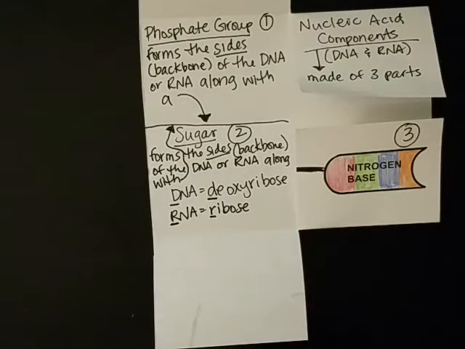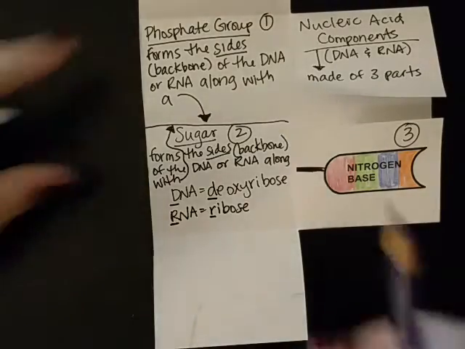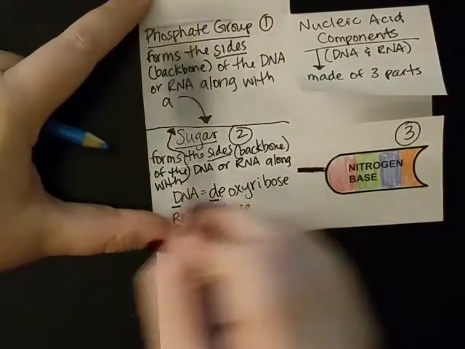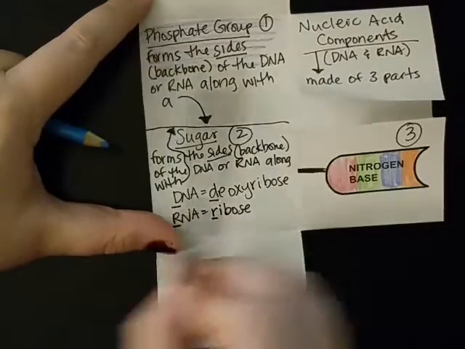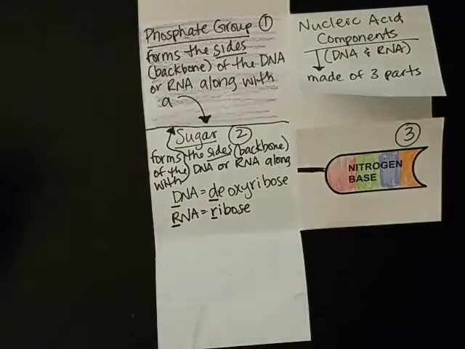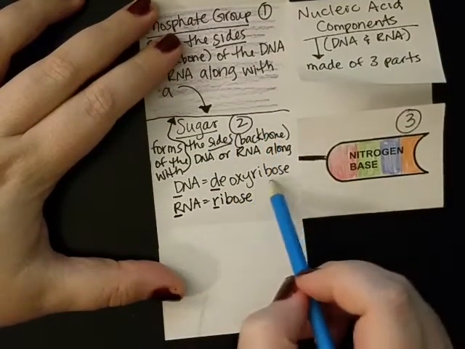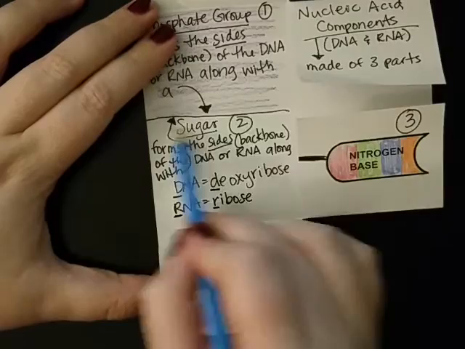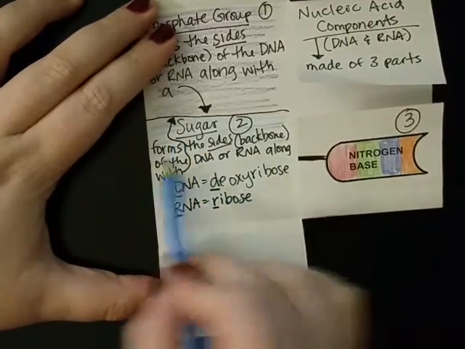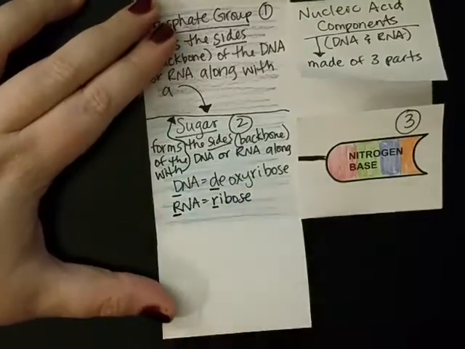Okay. Now, because I know how much you guys love to color, we're going to shade in these parts with the right colors. So our phosphate group was purple, so I'm just going to color that purple. Our carbohydrates, which are deoxyribose and ribose, are light blue, so we're just going to shade this in light blue real quick. There we go. Purple and blue.